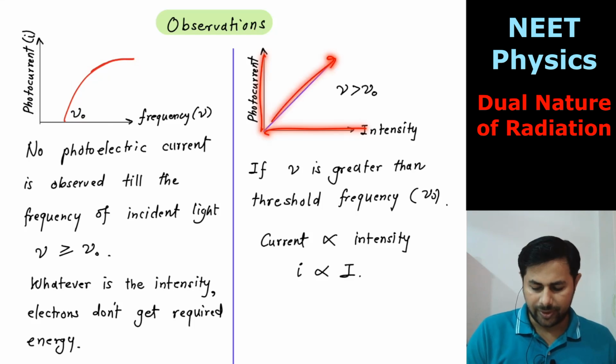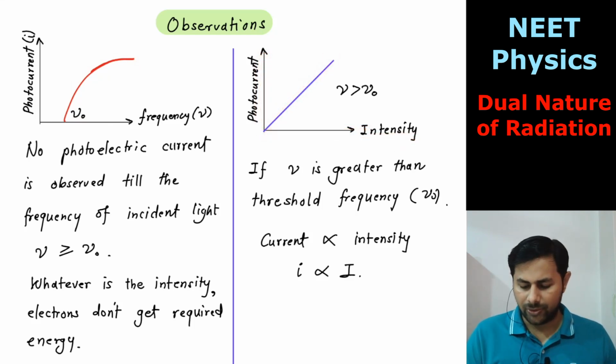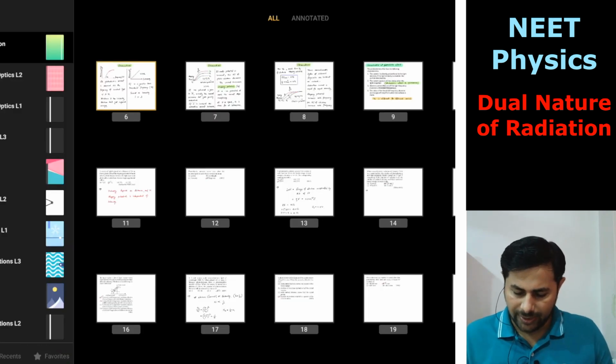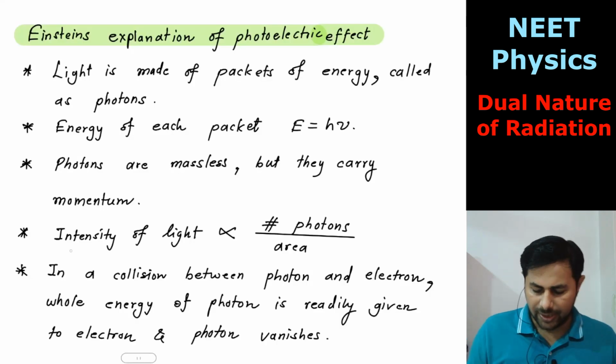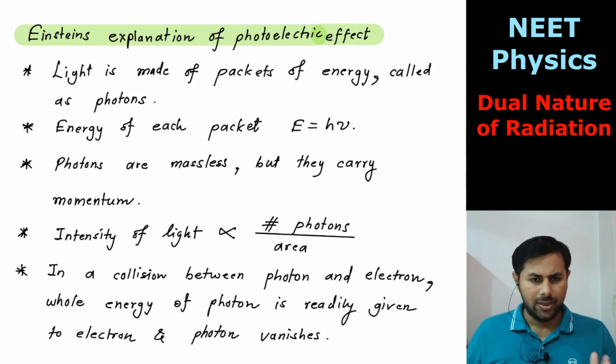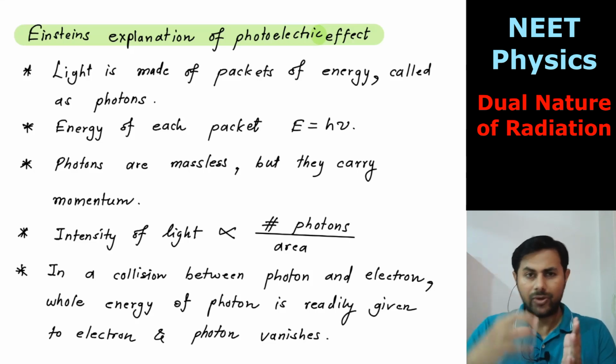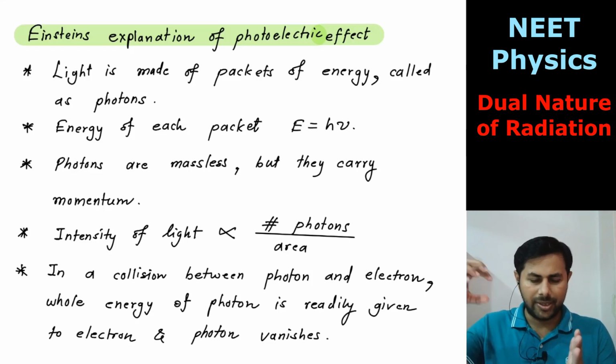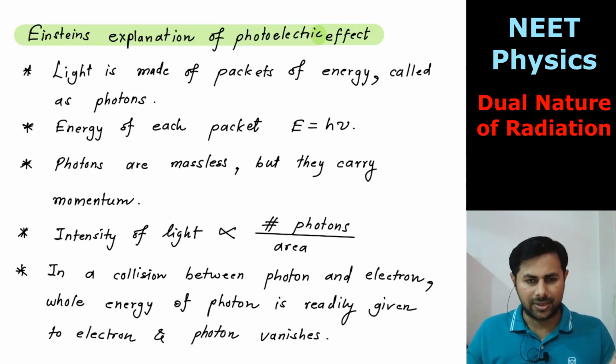Second graph: photocurrent is directly proportional to intensity. Einstein says that the intensity of light is directly proportional to the number of photons striking per unit area. So if you increase the intensity, more photons will strike a particular area. More photons strike, which means more photon-electron collisions, so more electrons gain sufficient energy to come out of the metal surface, and that's why the current increases. So current is directly proportional to intensity. That explains the second graph.